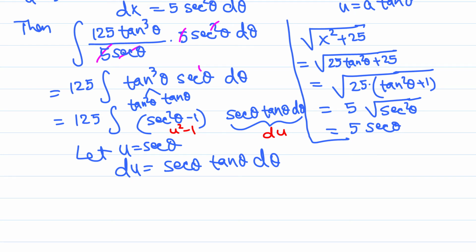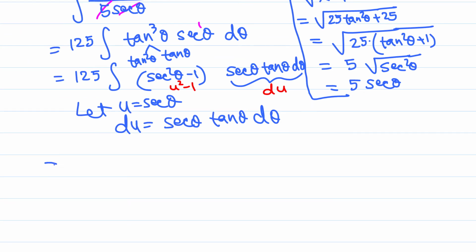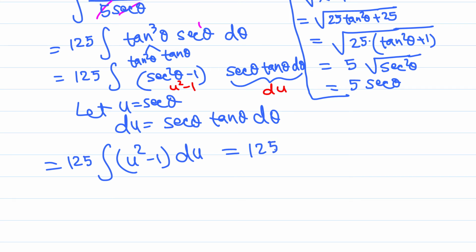Okay, it simplifies. So 125 times the integral of u square minus 1 du, or you can solve for d theta and replace d theta by du over secant theta tangent theta and cancel. At the end of the day, you will have the same thing. So 125. Now we can integrate: the antiderivative of u square with respect to u, just power rule, u cubed over 3, minus the antiderivative of 1, which is just u, plus c.